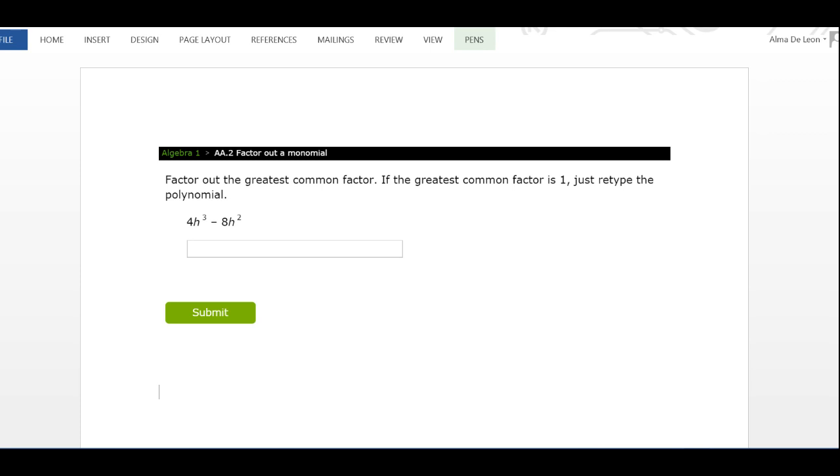So we're going to start by factoring out the greatest common number. And our two numbers are 4 and this negative 8. So what is the biggest number that divides both 4 and 8? That number happens to be 4. So I'm going to take out a 4 from these two terms. 4 times 1 gives me 4, right? And then to get this minus 8, 4 times a negative 2 gives me negative 8. Okay, so I'm done factoring out the greatest common number.